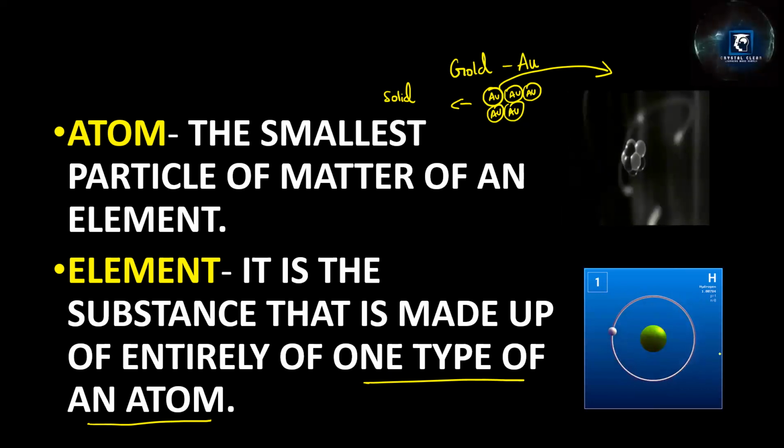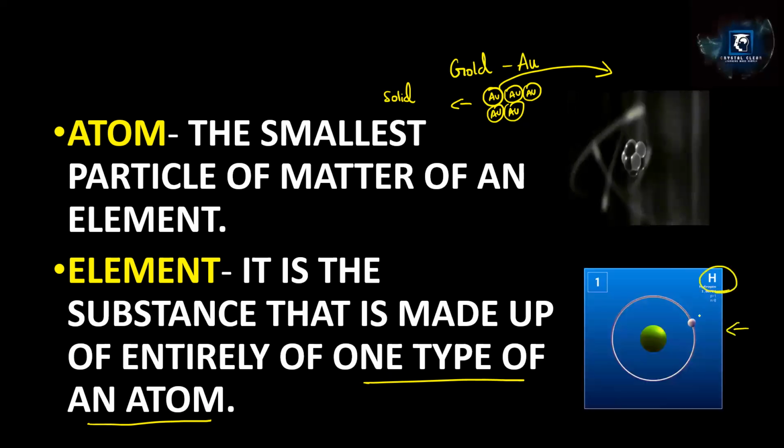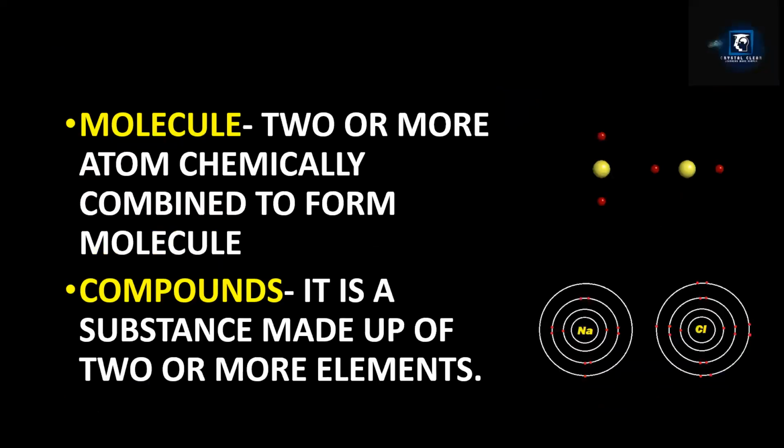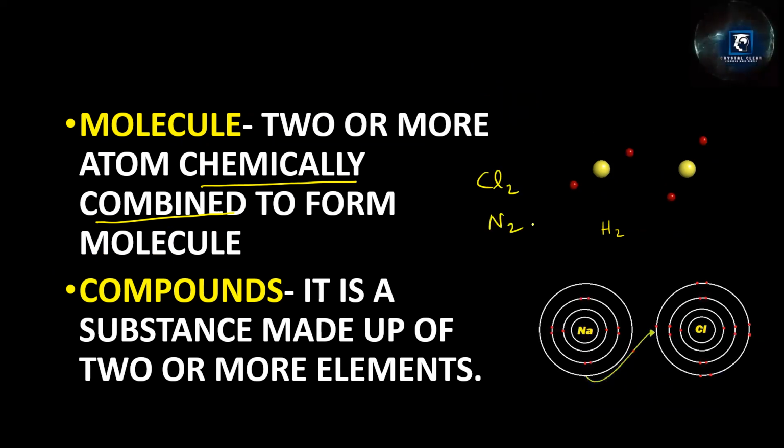Here you can see an example, hydrogen. And some shell is going there, I think a circle is there. We'll wait and watch what that circle is about. Molecule. Next, two or more atoms chemically combined form a molecule. You can see the same. For example, take this as hydrogen, the same hydrogen, a hydrogen molecule. Chlorine, chlorine molecule. Nitrogen, nitrogen molecule, like this, right?